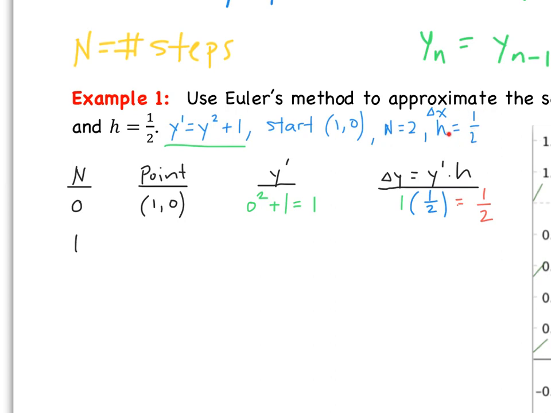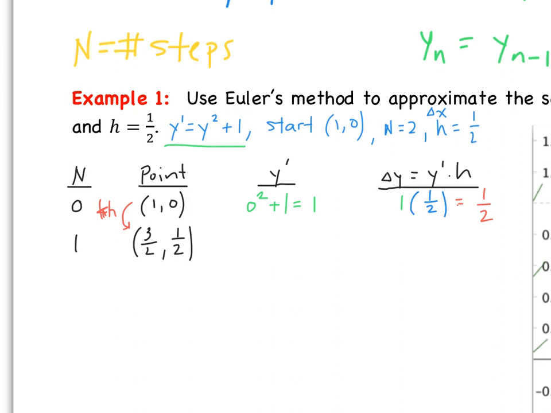Then in step 1, to get to our next x value, we take this h value over here and add it to our x. So we're going to have 1.5, or let's just say 3/2. What we did here was add h. Then to get to the y value, we add delta y to 0. So 0 plus 1/2, we're going to have 1/2 for our y value.